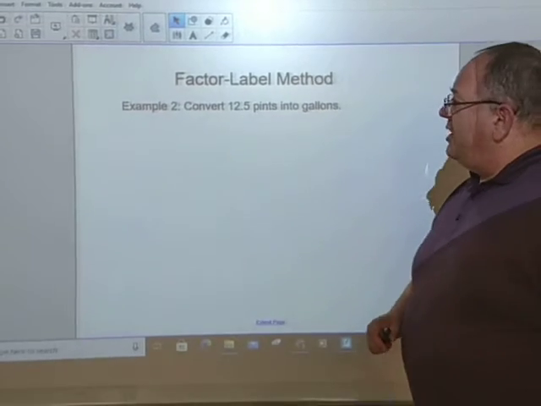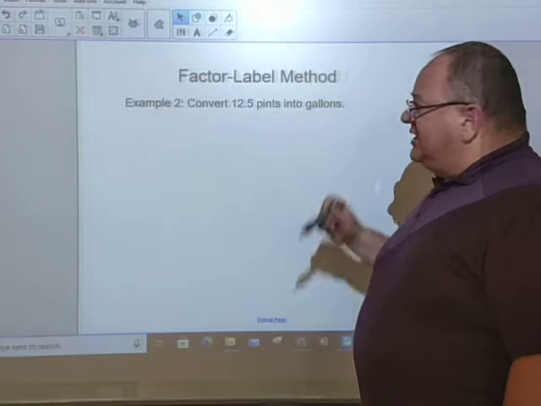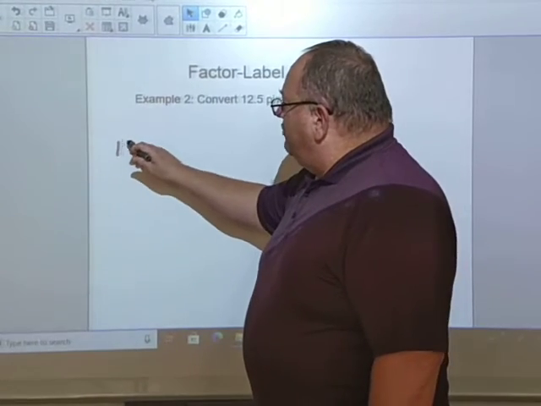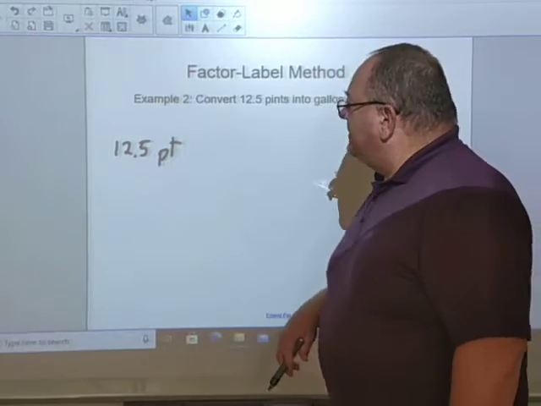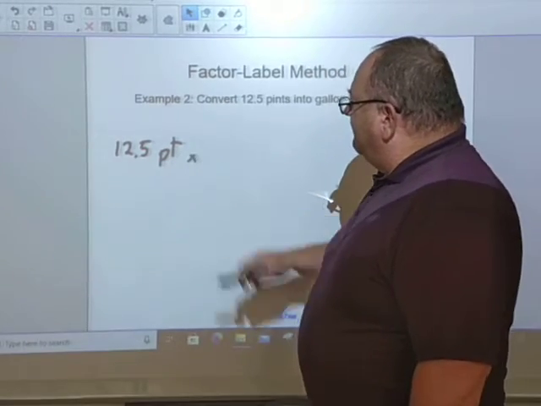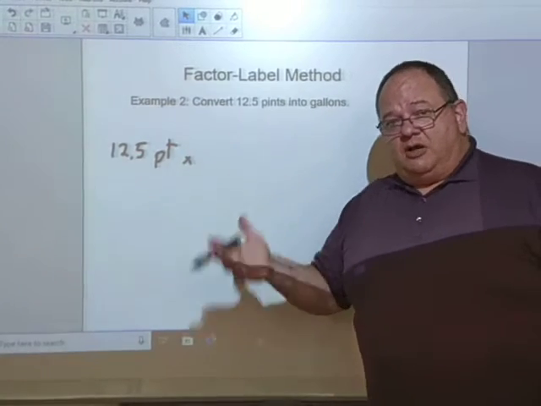All right, so how about if I want to change 12.5 pints into gallons? So my starting point is 12.5 pints, okay? And it says multiply by a conversion factor. Do I know how many pints are in a gallon?